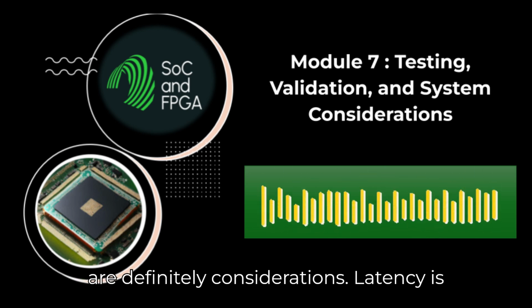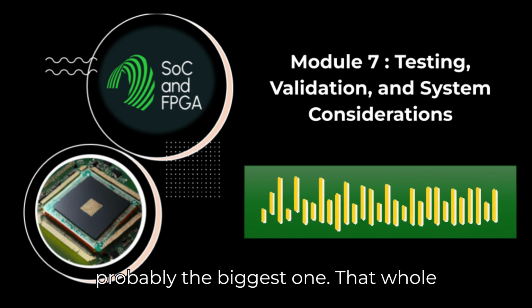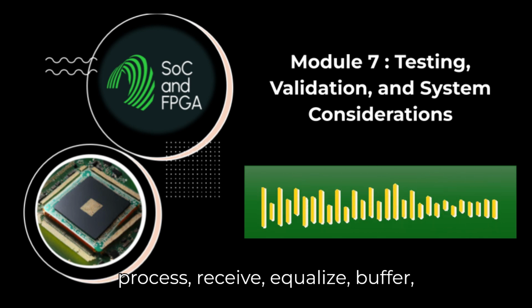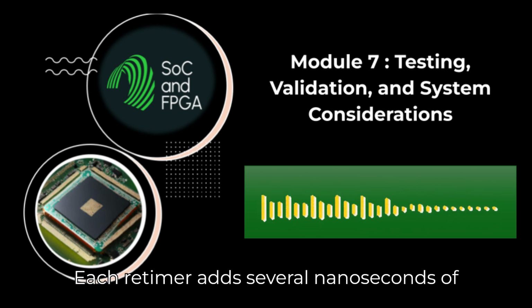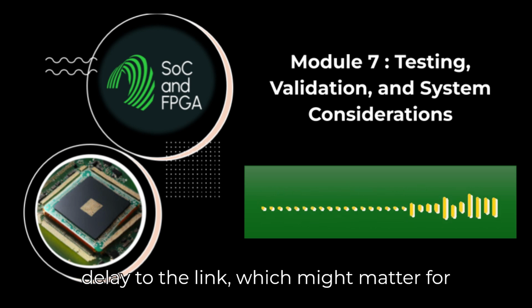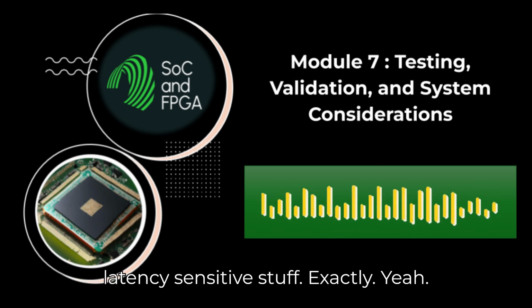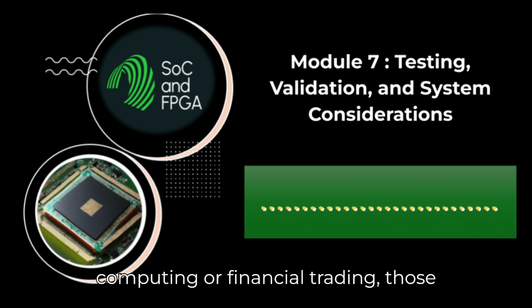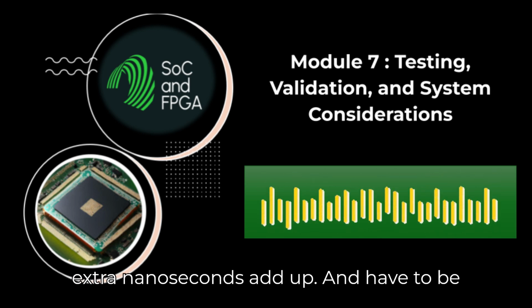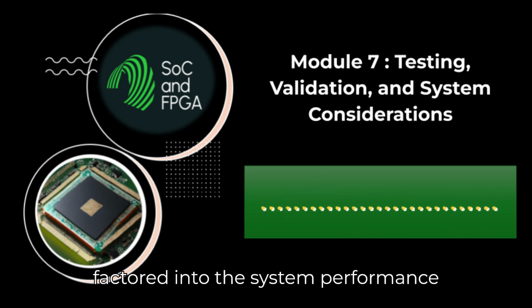There are definitely considerations. Latency is probably the biggest one. That whole process, receive, equalize, buffer, CDR, retransmit, it takes time. Each retimer adds several nanoseconds of delay to the link. Which might matter for latency-sensitive stuff. Exactly. For applications like high-performance computing or financial trading, those extra nanoseconds add up and have to be factored into the system performance budget.